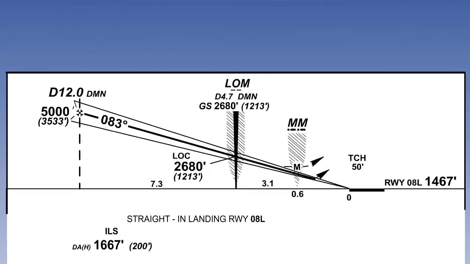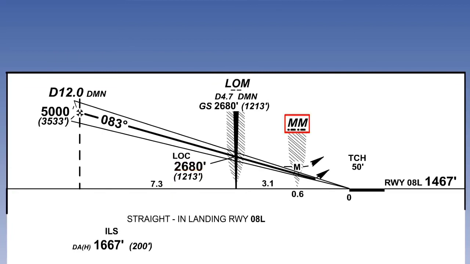Now let's look at the final part of the approach in profile. Here is the final approach fix at 12 miles DME. The required altitude is shown as 5,000 feet QNH, or you could fly a height of 3,533 on QFE. The difference is the elevation of 1,467. As you pass the locator at 4.7 miles DME, you should be at 2,680 feet QNH, or 1,213 feet QFE.